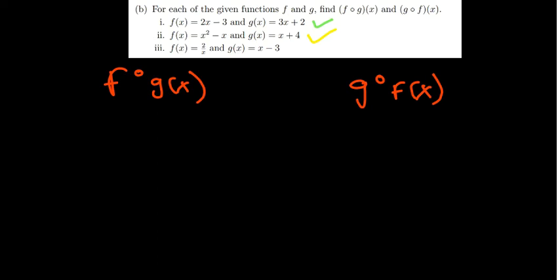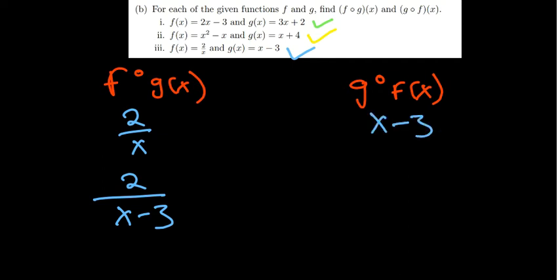Now for the last one, f of x is 2 over x. Now for us to find f of g of x, where there is x, we would have to put g of x. Now g of x is x minus 3. So we've answered. For the other one, g of x is x minus 3. For us to find g of f of x, where there is x, we're going to put f of x, which is 2 minus x minus 3. So that's how you answer these questions. They are simple and straightforward.